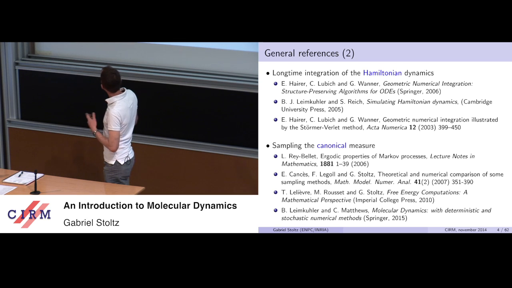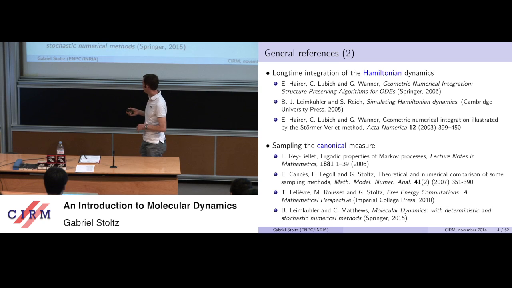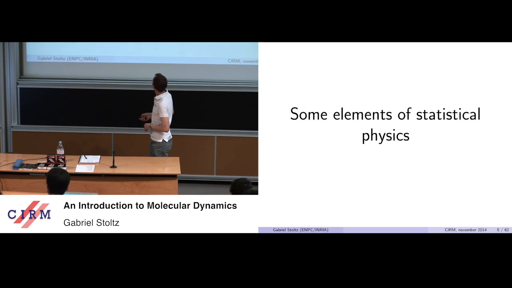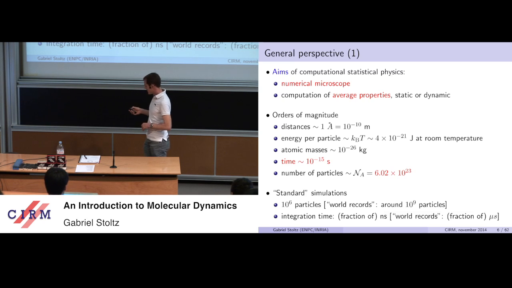So there are lots of references about integrating the Hamiltonian dynamics, which I will not be talking about so much today. And so this is by now very well covered. And about sampling the canonical ensemble, which will be the focus today, the literature is less well developed, but there are some references which start to appear. So, for instance, those two books, one of them being a shameless advertisement to some work we did. Okay, so let's start with some elements of statistical physics.